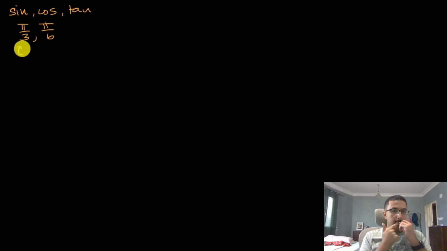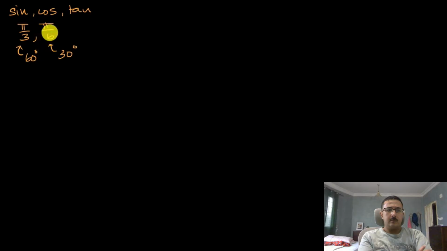Pi over 3, you might remember pi radians is 180 degrees. So you divide that by 3, this is equivalent to 60 degrees. And once again, 180 degrees, which is the same thing as pi radians divided by 6, is the same thing as 30 degrees. Now I'm going to do it using the unit circle definition of trig functions.